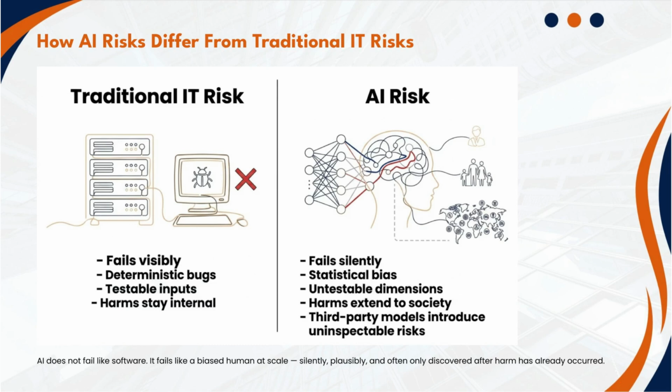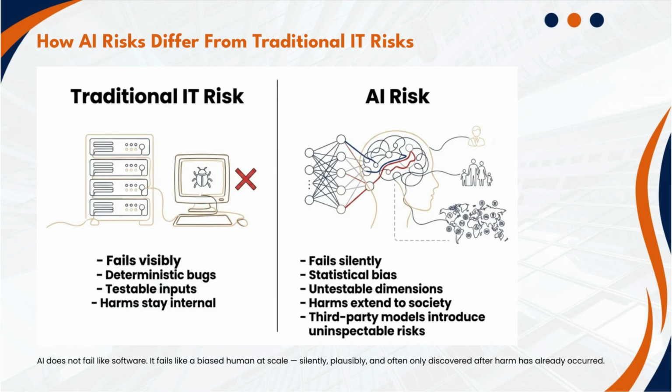Traditional IT, you trace the cause, read the log, read the code, find the bug. AI, the cause is distributed across millions of parameters and terabytes of training data. There's often no single line to point at. Traditional IT, you fix it and it's fixed. AI, you retrain and hope, and retraining can introduce new problems you didn't have before.